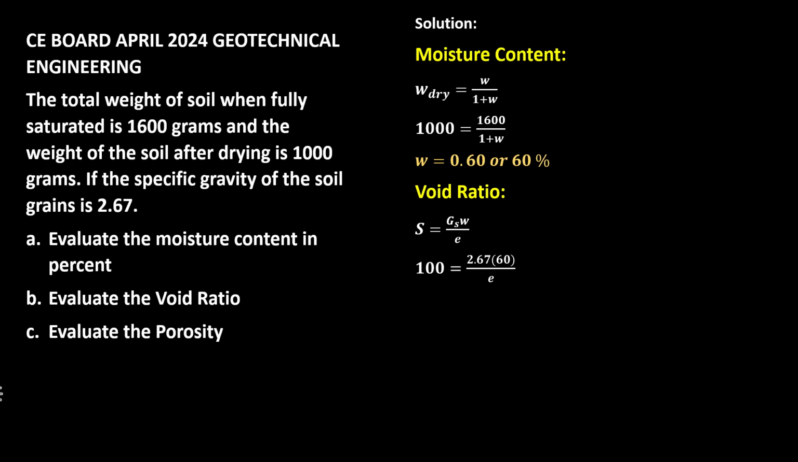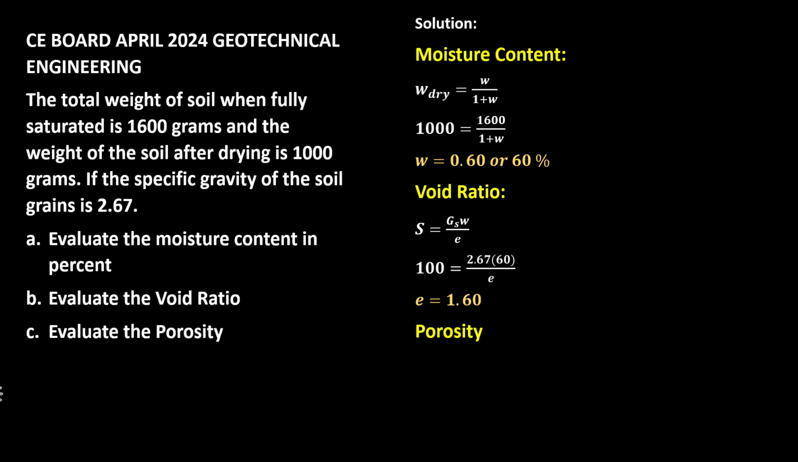Calculating for the value of our void ratio, we have now our equation as 100 equals 2.67 times 60 all over e. Finally, we now have the value of our void ratio, which is equal to 1.60.